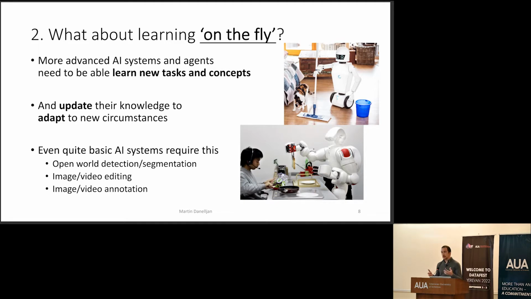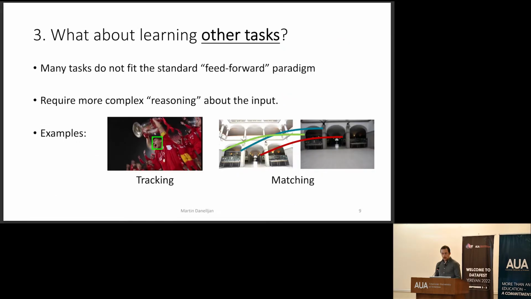Tasks such as image and video editing and semi-automatic annotation, right? Where you have an AI system interacting with a human that is telling it what to do, and you need to be able to update and adapt based on the inputs from the human, right? Then there are tasks that don't really fit well into this kind of feed-forward paradigm at all, to just concatenate all your inputs and feed it into a big ResNet or transformer. But tasks that require some more complex reasoning about different types of inputs. An example is tracking, or many of the video tasks, for instance.